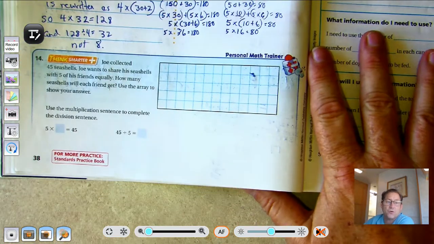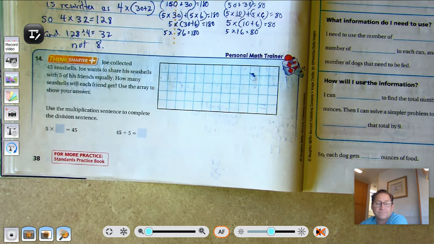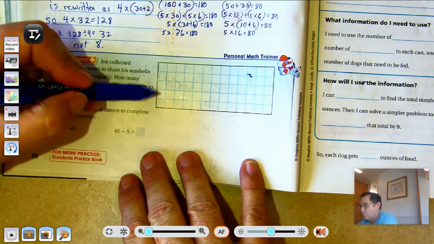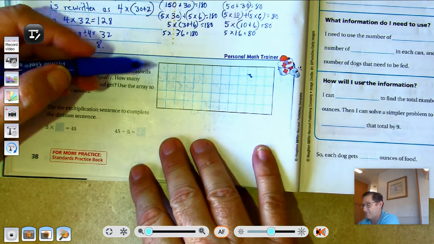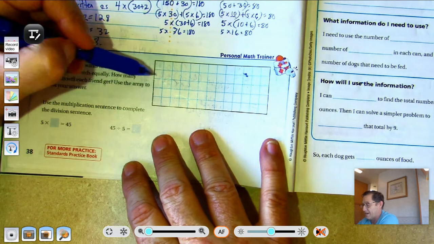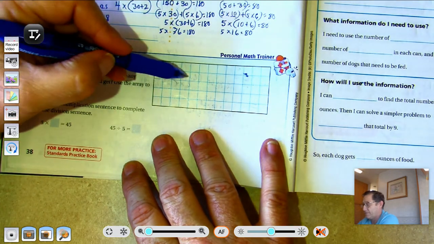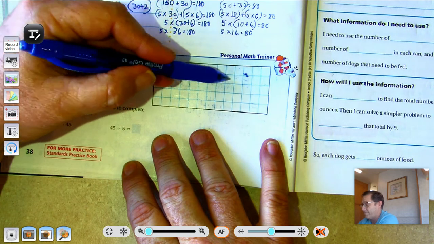14. Joe collected 45 seashells. Joe wants to share his seashells with 5 of his friends equally. How many seashells will each friend get? Use the array to show your answer. Okay, so we have 5 friends, and we have to get to 45. 5, 10, 15, 20, 25, 30, 35, 40, 45.